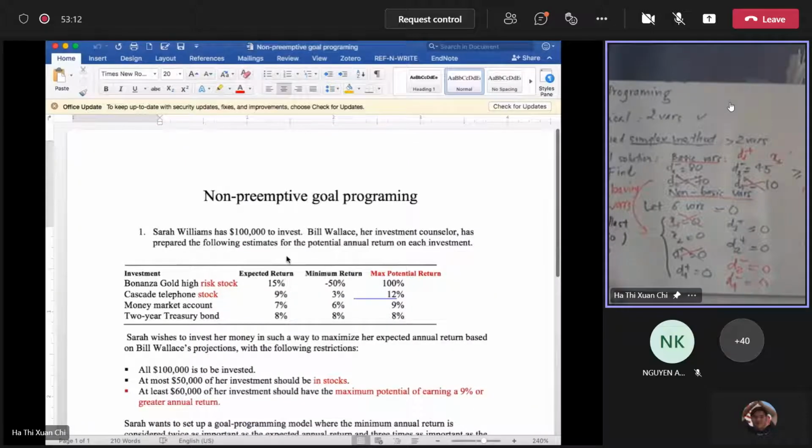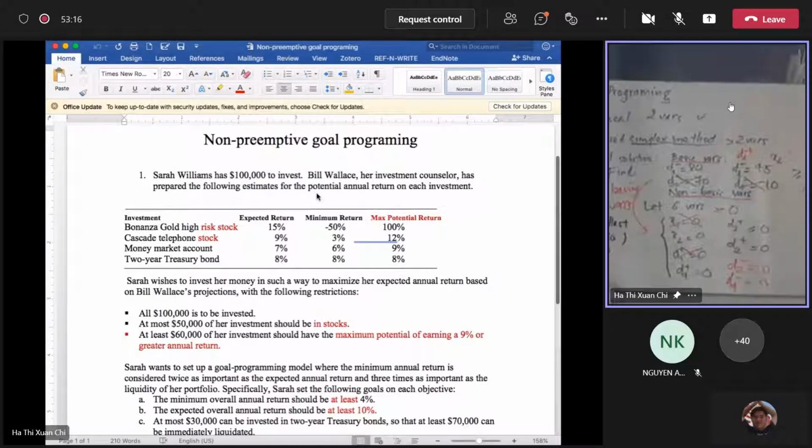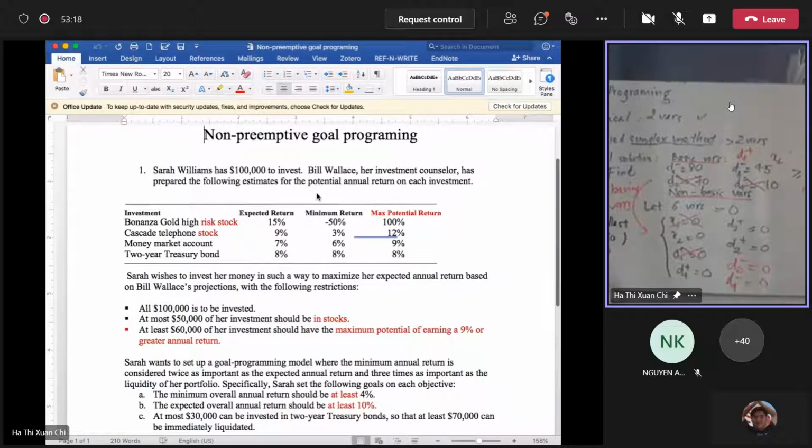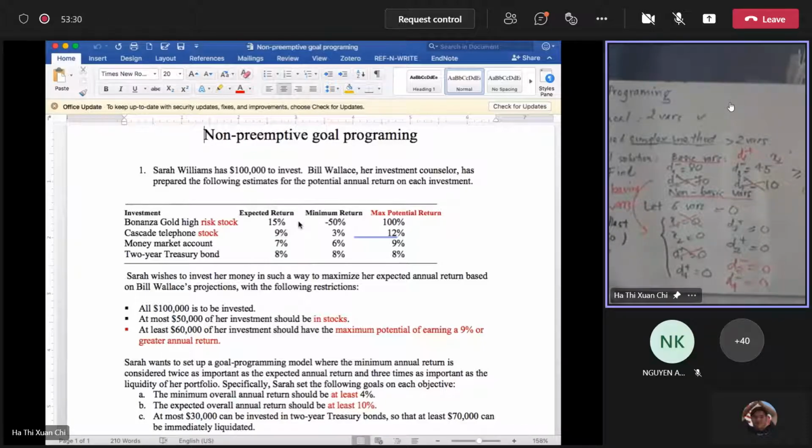Okay, everyone. Because in the previous lesson I just gave you one example with non-preemptive, I think it's not enough. So I will give you one more example, and I want you to summarize and practice that. I give you a time. Okay, everyone, do it, please.